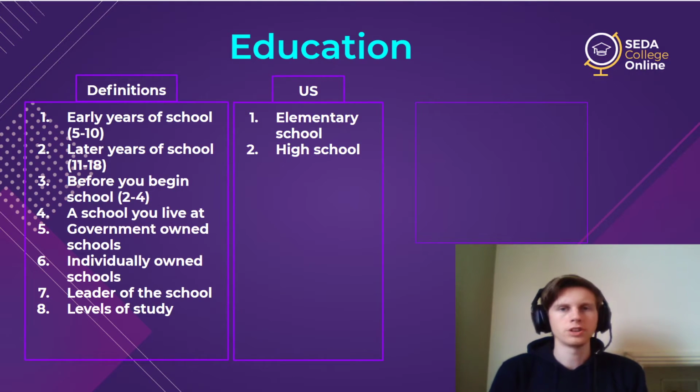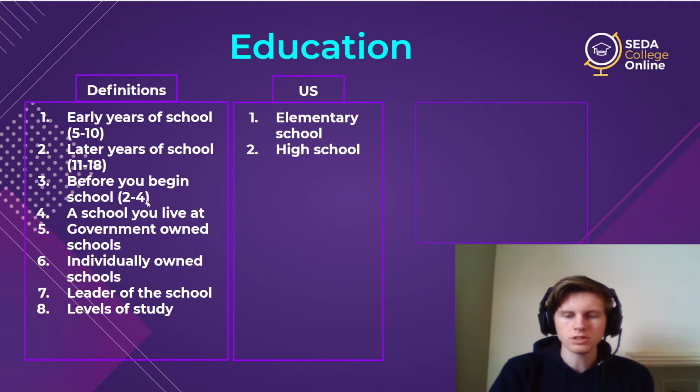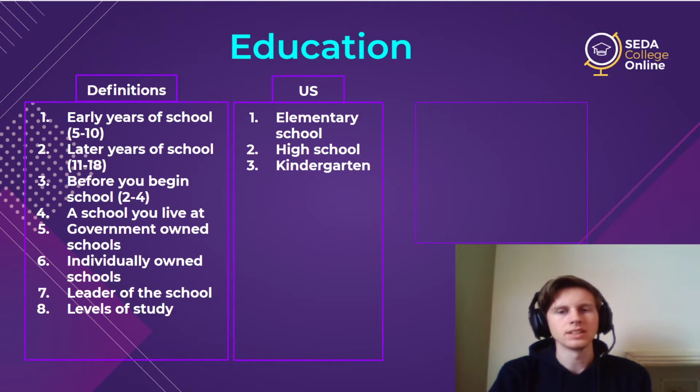But so that is for your required education. However, you can go to school younger. So these are ages 5 to 10, 11 to 18. You can also go to school at 2 to 4 years old. If you do that, you go to kindergarten. Kindergarten, that's a big word. And so this is the year before you go to school.